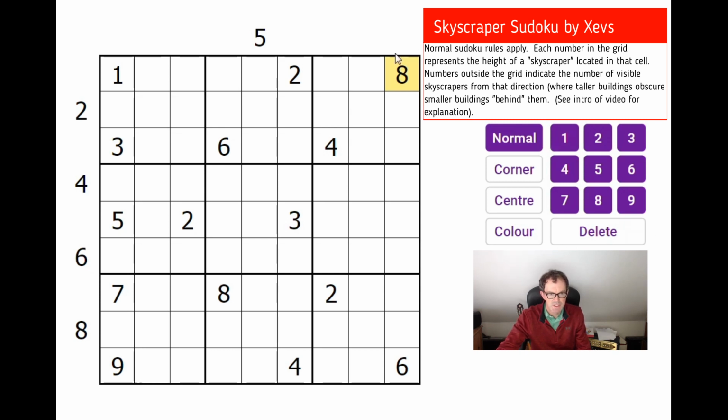Well, one of the first things I'm noticing is that if I try and do normal Sudoku with this grid, I'm not seeing very much at all. Really not very much at all. So I think we're going to have to plow straight into the skyscrapers logic to make progress. So let's think about that.